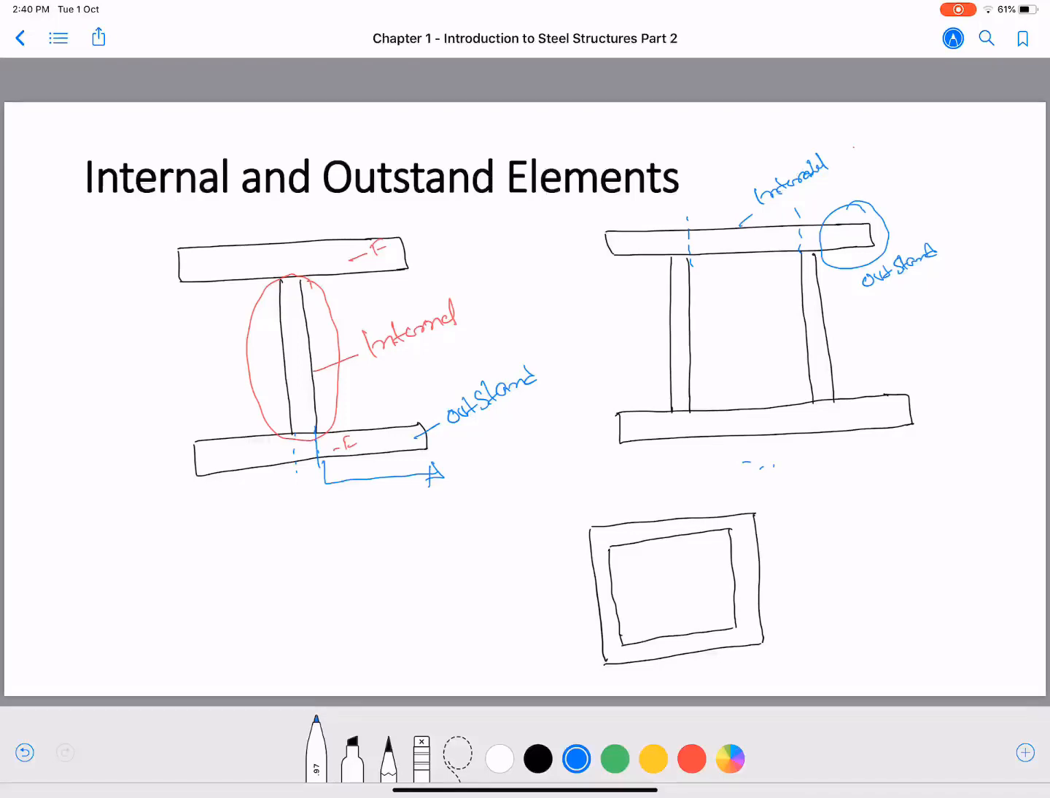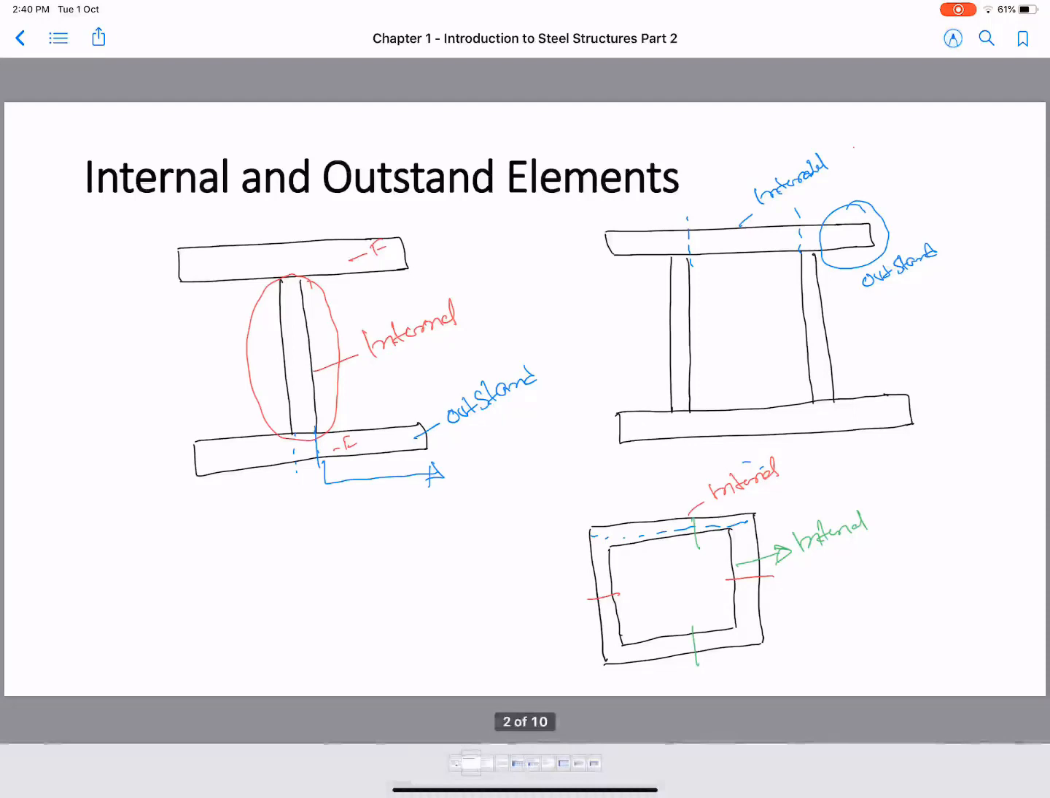What are the internal elements? We already said that an internal element is one that is supported along two edges. For example, take this element. This is supported by this one and this one, so this is also called an internal element. Again, if you talk about this element, it is also supported by this and this, so this will also be called an internal element. So this is called internal.